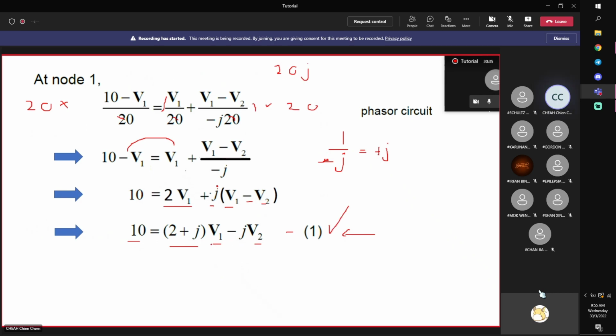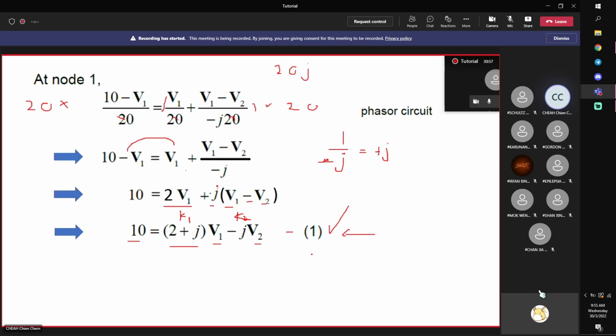This is one equation with two unknowns. The only thing is that you have complex coefficients. Right? If you want to compare with your linear system equations, you can call this K1, K2. K1 is a complex number, K2 is also a complex number, that's all. The rest is the same, you can use the same technique.